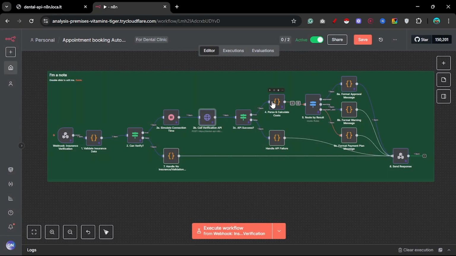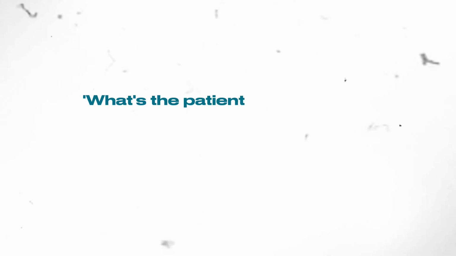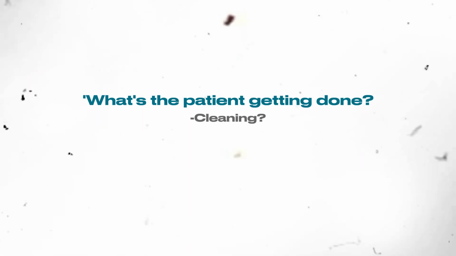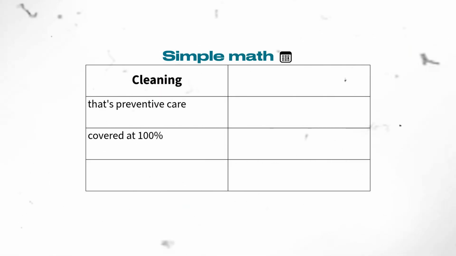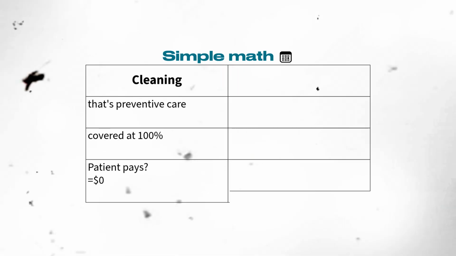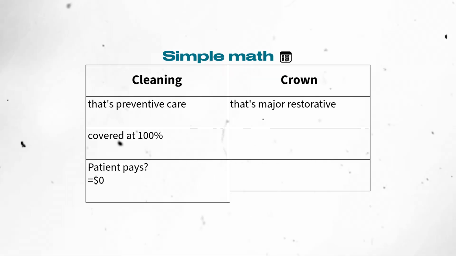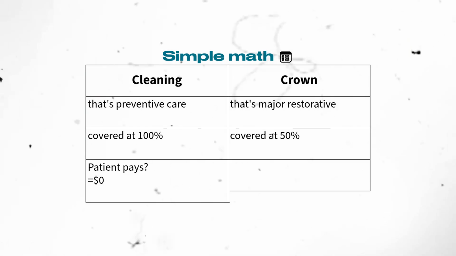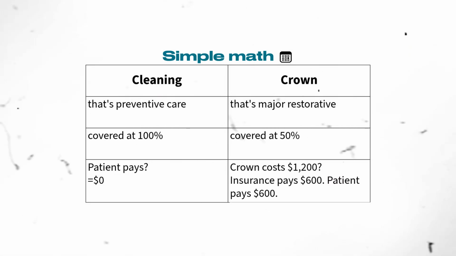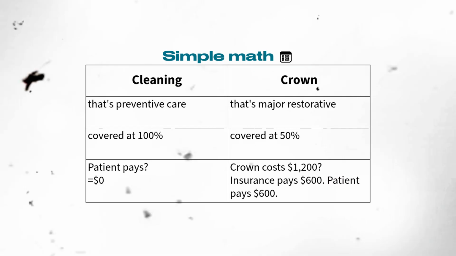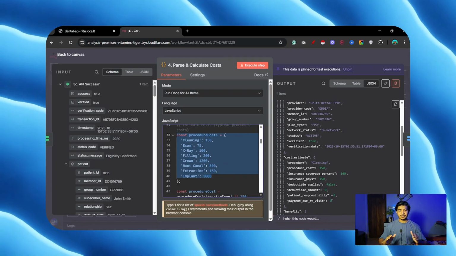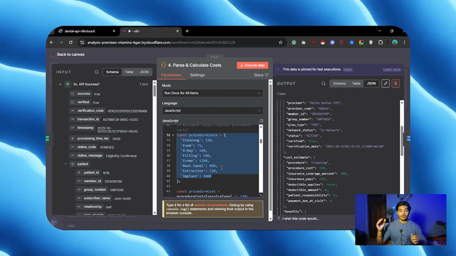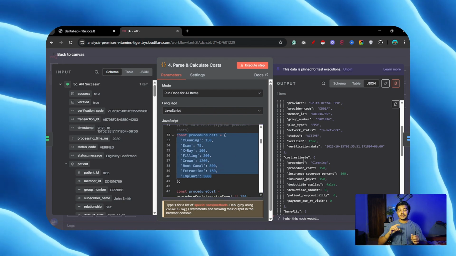So this node, it's a translator. It asks, what's the patient getting done? A cleaning, a crown, or a filling? Then it does simple math. For a cleaning, that's preventive care covered at 100%. Patient pays $0. Easy. For a crown, that's major restorative covered at 50%. Crown costs $1,200, insurance pays $600, patient pays $600. See, it's just basic math. But instead of making the patient or your staff figure it out, the system does it automatically.